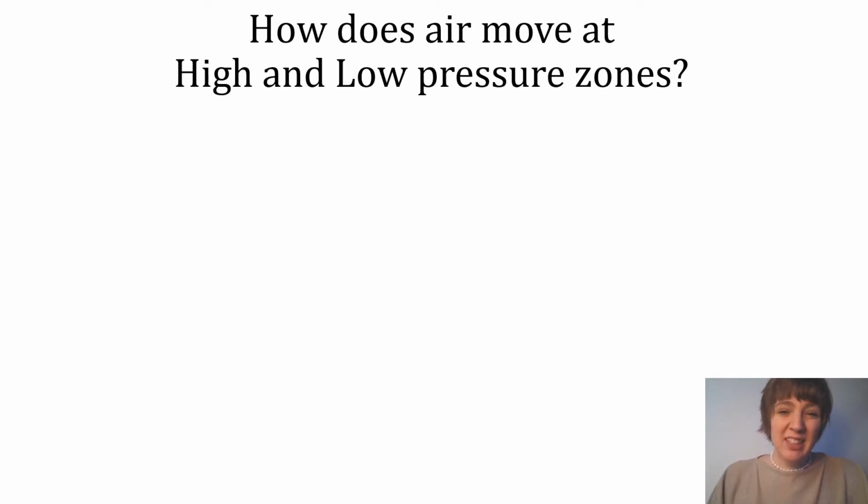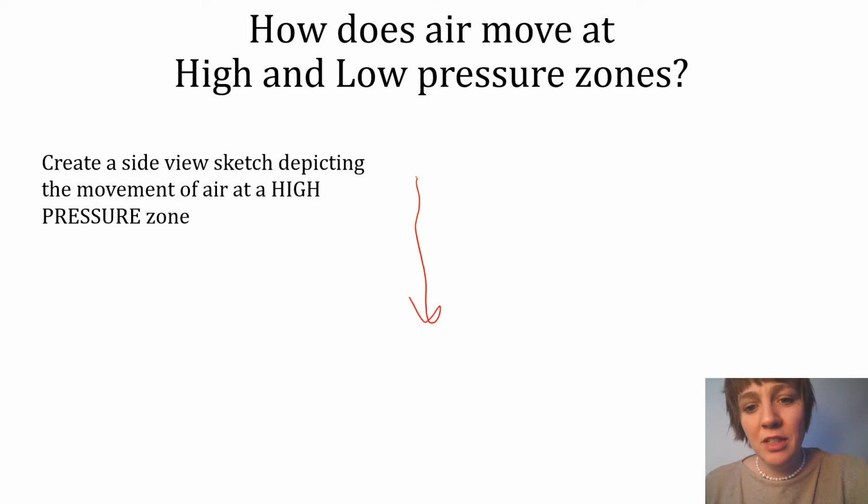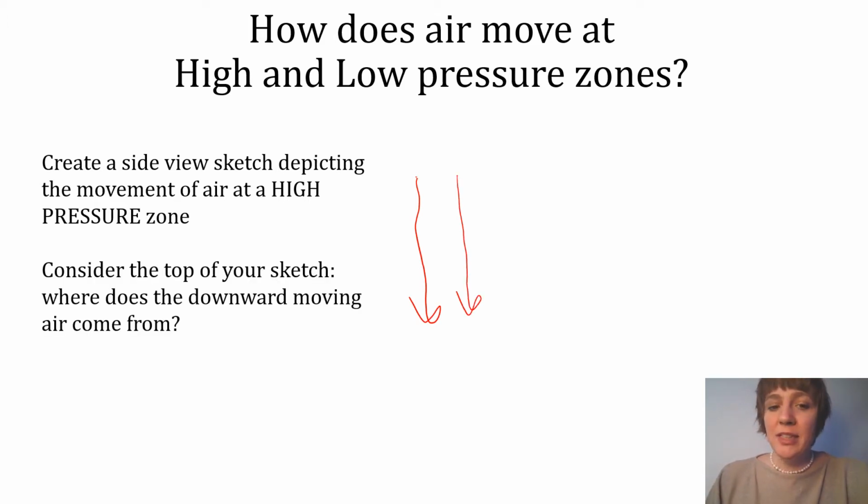We need to be able to sketch what this looks like in both side view and top view. We'll start with the side view. How would you go about sketching some downward moving air? We could just use some arrows to indicate downward motion. But now we need to consider the top of the sketch. Where does the downward moving air come from? Well, it has to come from the surroundings.